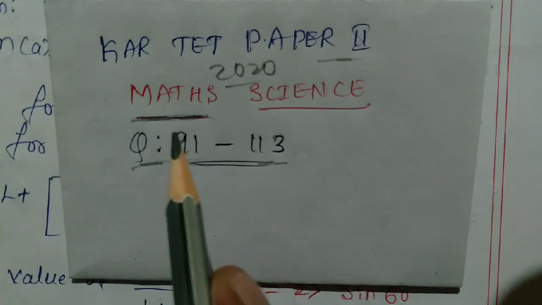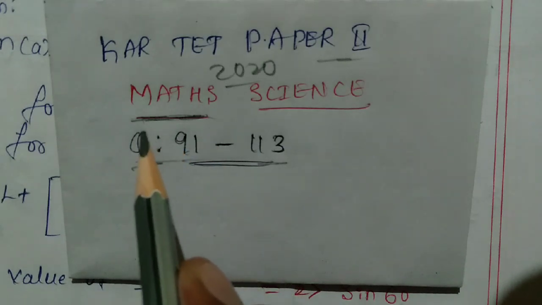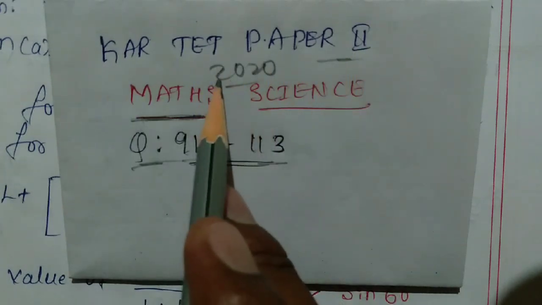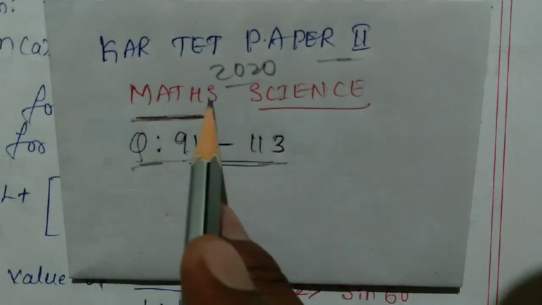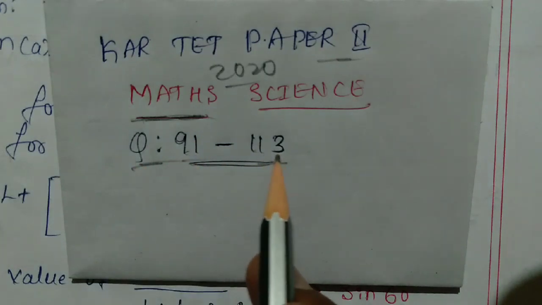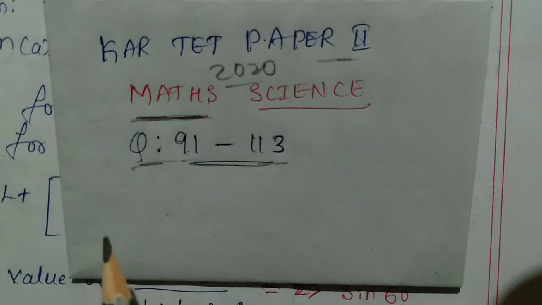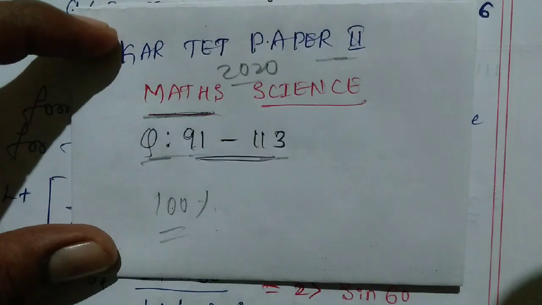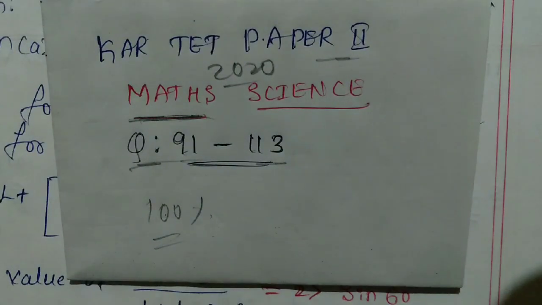So in this video, I will give the answer key of Karnataka TET Paper 2 2020. Only the math subject, questions number 91 to 113. I will give the question answers. As per my knowledge, this is 100% correct, because I solved all of these, and after the solution, I am giving the answer keys. So I will start here.